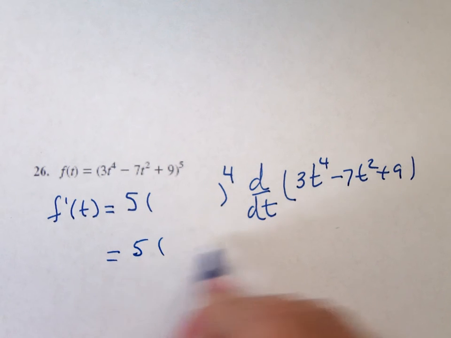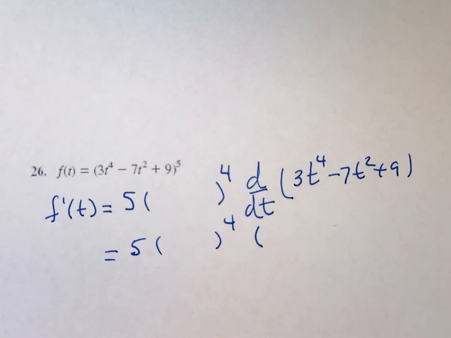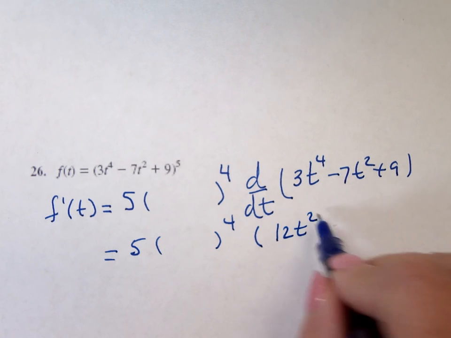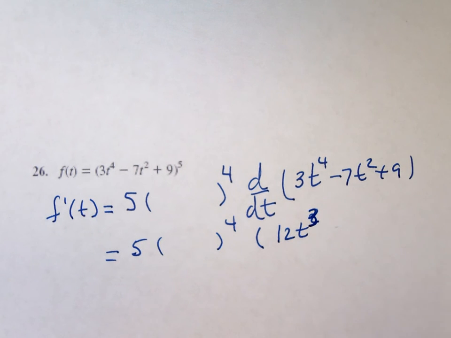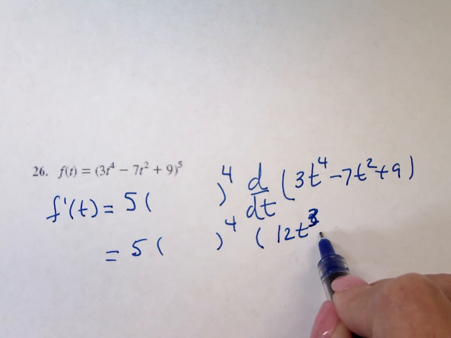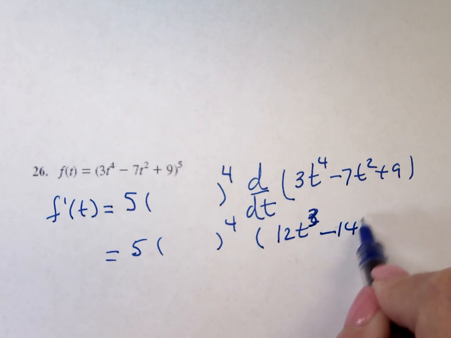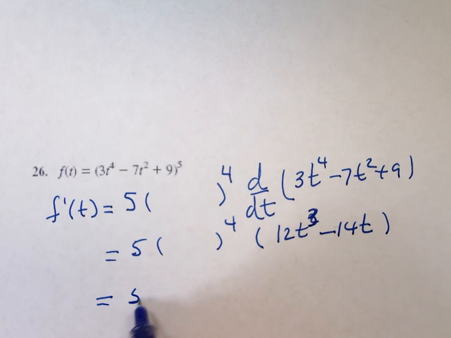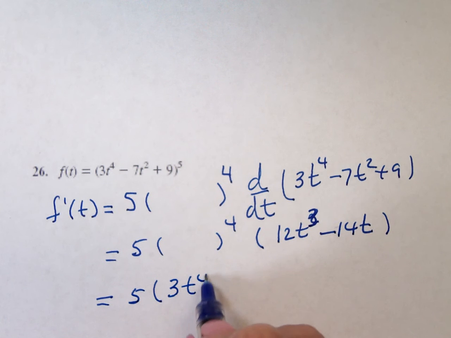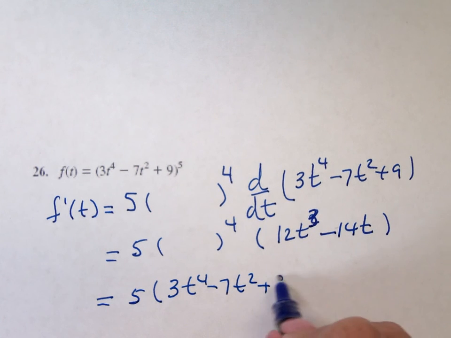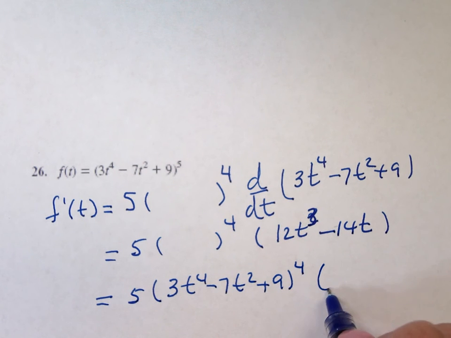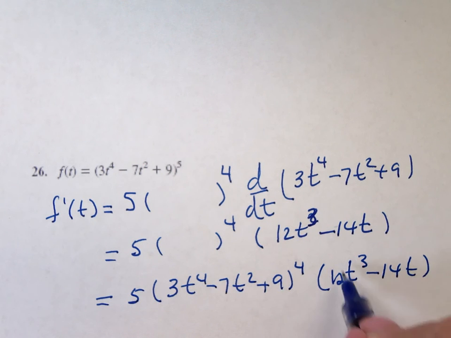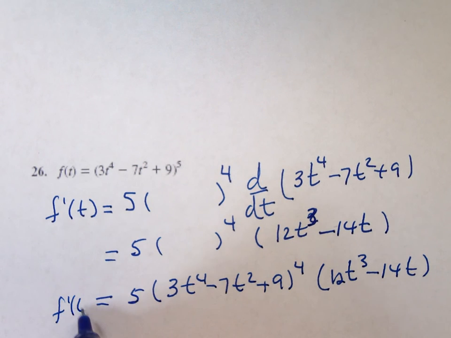So it's 5 times the blob to the 4th times the derivative of 3t to the 4th, which is? Almost did that. Derivative of 7t squared? And the derivative of 9 is? 0. And so I need to have enough room to write this stupid thing. 3t to the 4th minus 7t squared plus 9, to the 4th, times 12t cubed minus 14t, and that is the derivative of that guy.